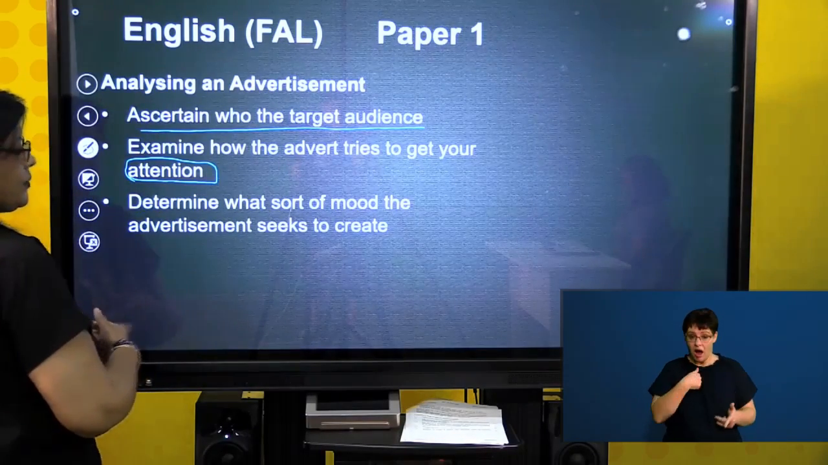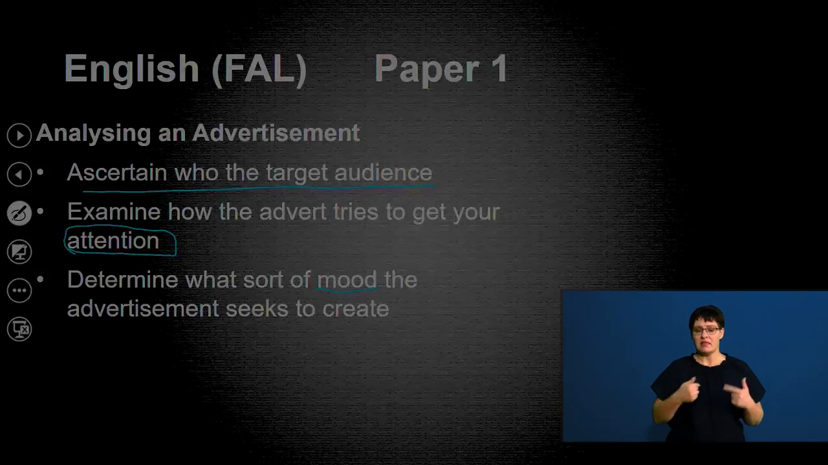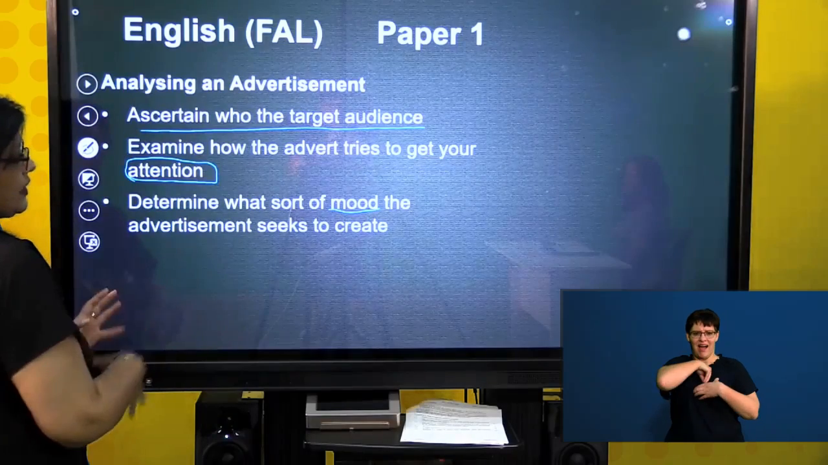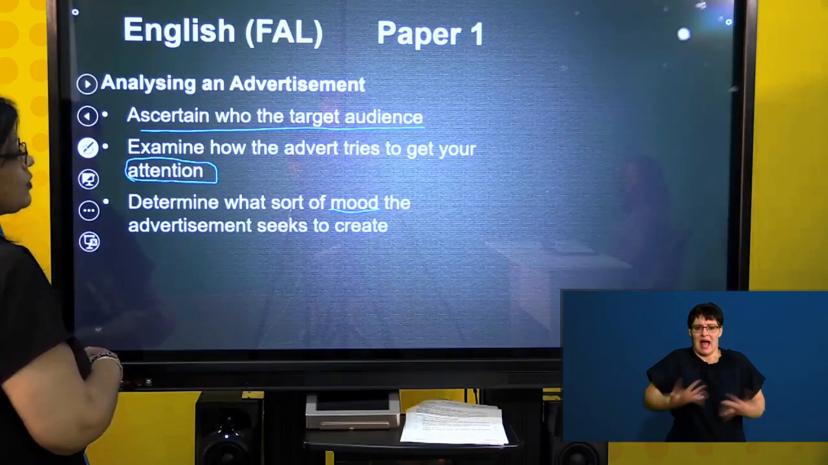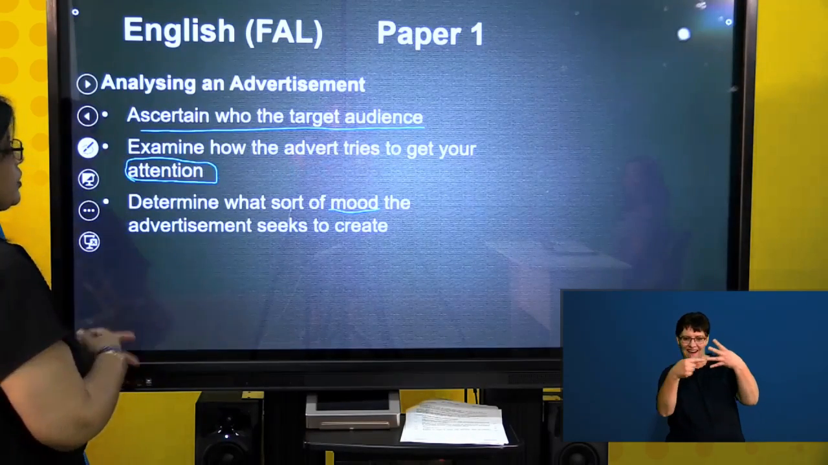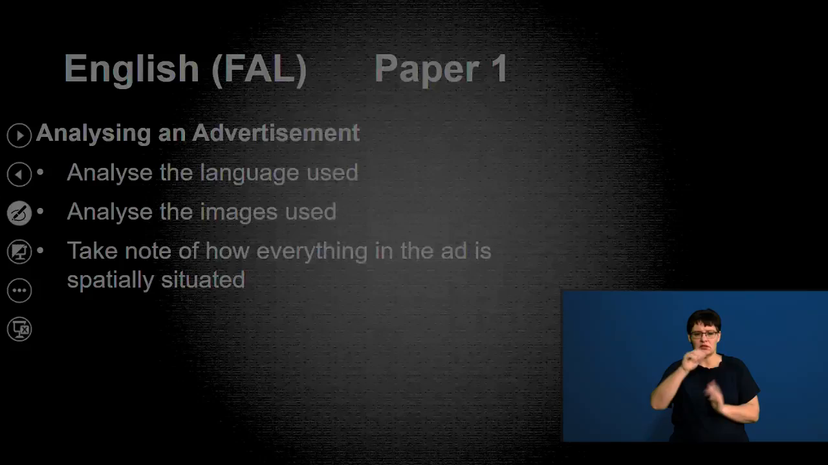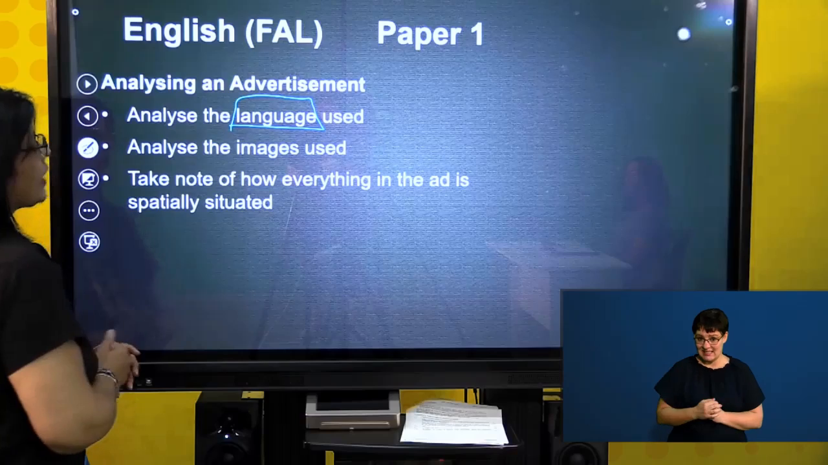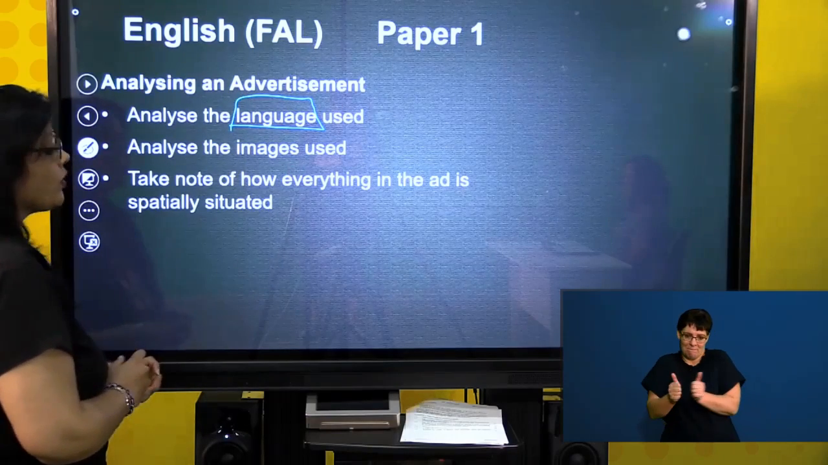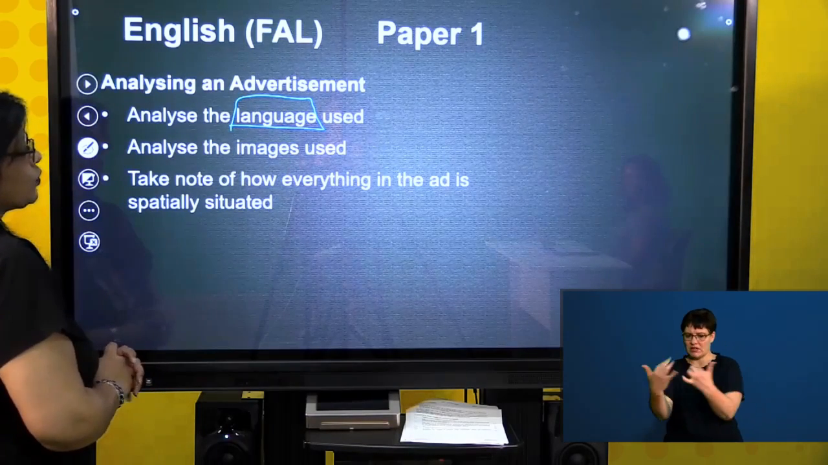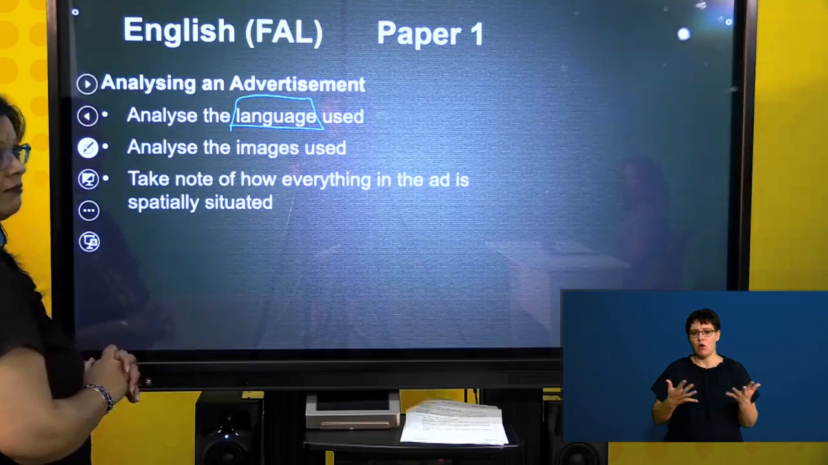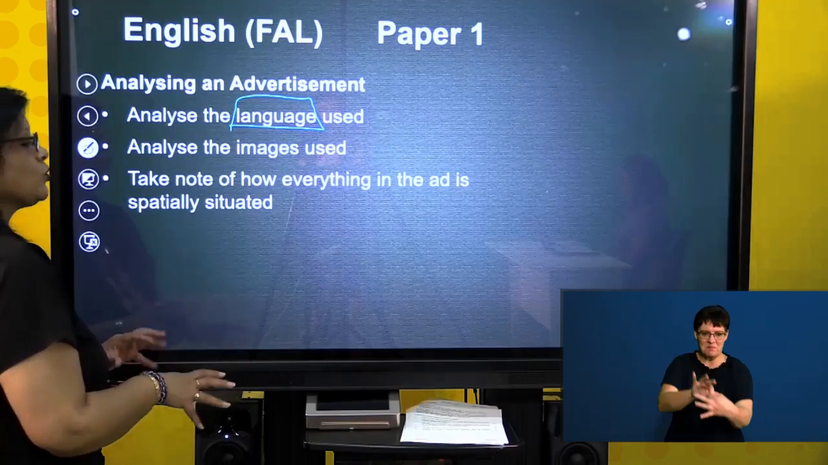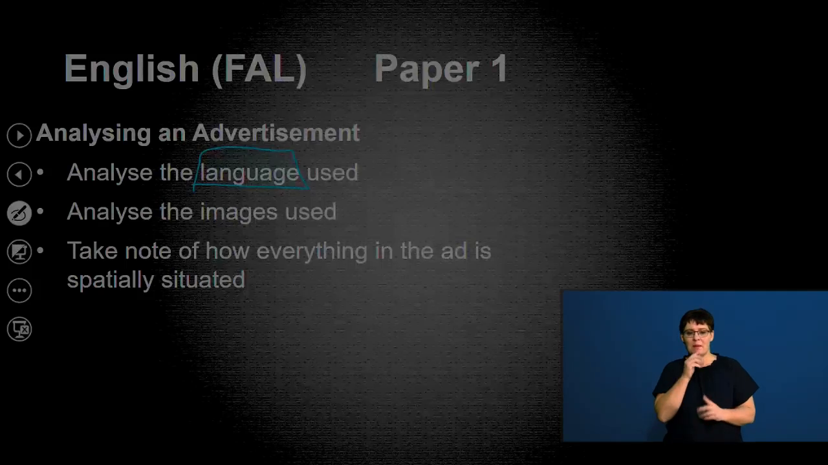Then we need to determine the mood of the advert and what it actually seeks to create. It's very, very important that when we analyze an advert, we look at all components of the advert. It could be the font and all of that. So we also look at the language. The language used could have a bias depending on the target audience. The language also could be hip and happening, more current language to attract the current generation. Again, it goes back to the target audience.